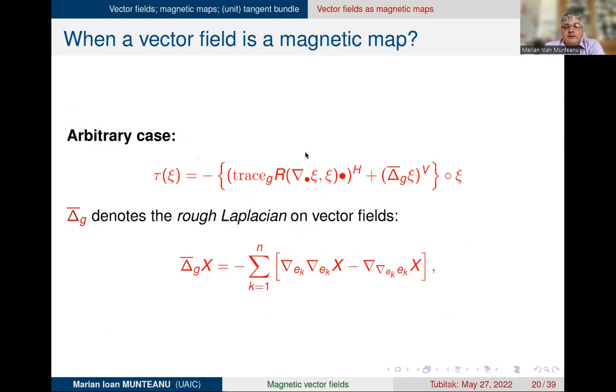And if we compute the tension field of this map psi, we obtain this. A good reference is a book of Sorin Dragomir and Domenico Perrone. I think most of you know or at least heard about this book. And we have this formula. What we notice here is that the curvature appears, and the rough Laplacian for vector fields, and the horizontal lift and vertical lift.